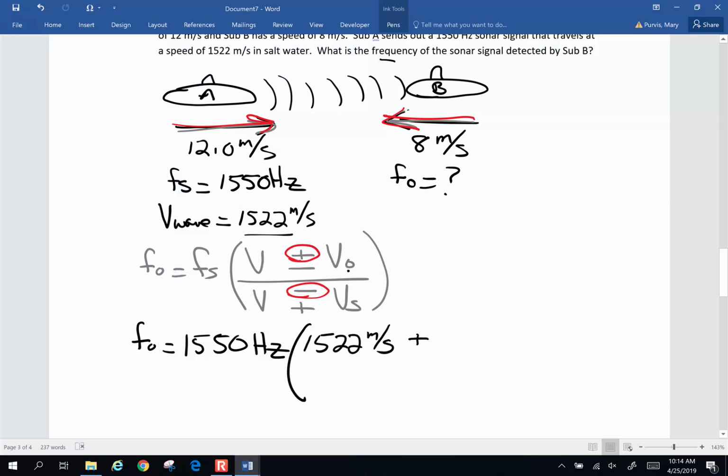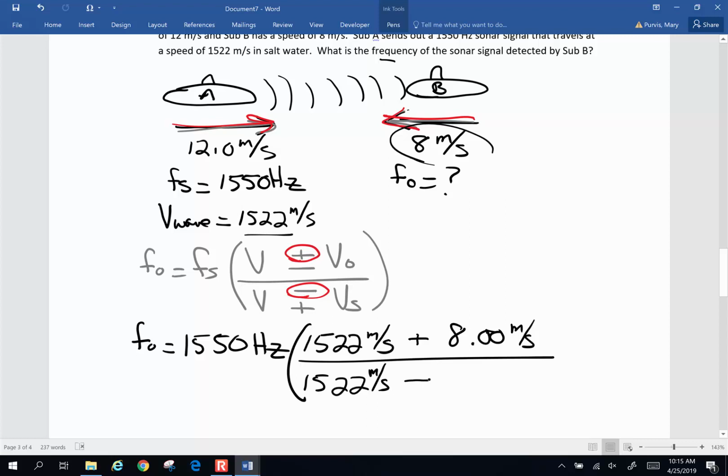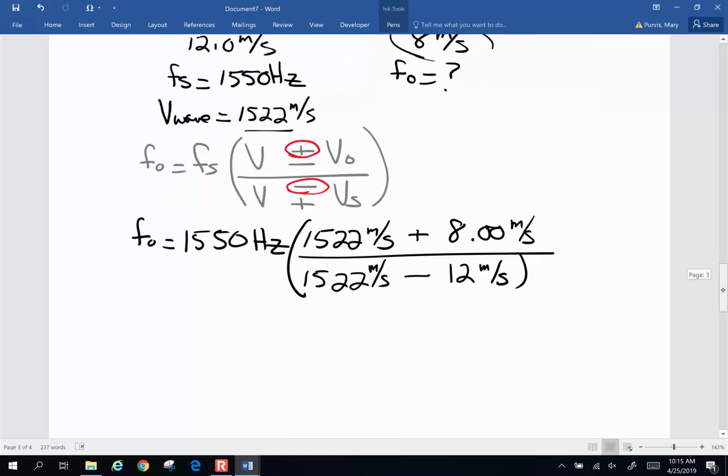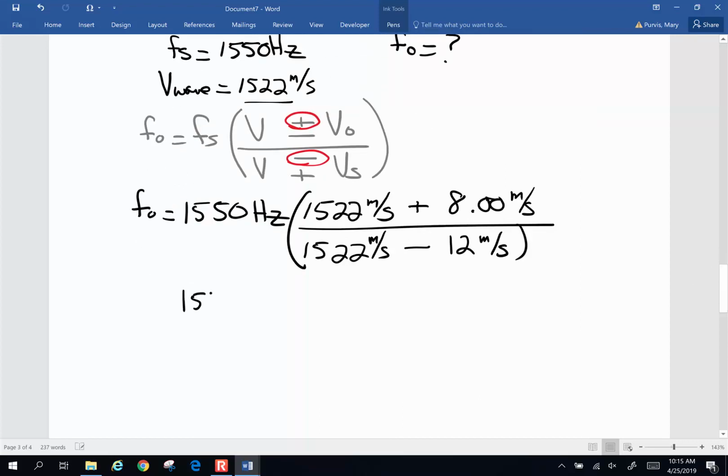The velocity of the observer. Sub B is my observer, and it is moving at 8. I apologize for not putting more sig figs in the problem. 8 meters per second. The velocity of the wave is 1522. That is the speed of sound in salt water, minus, because of the situation, the velocity of the source. The source is the speed of sub A, 12 meters per second. Now let's take our time and do this carefully so we do not make a boo-boo.